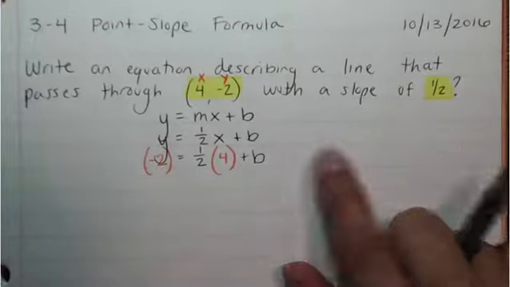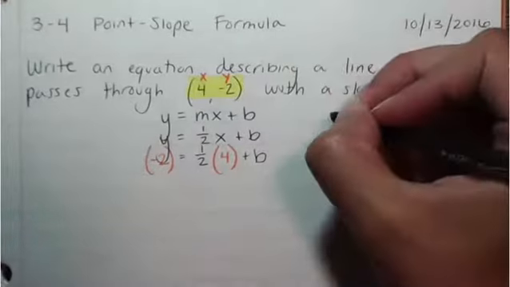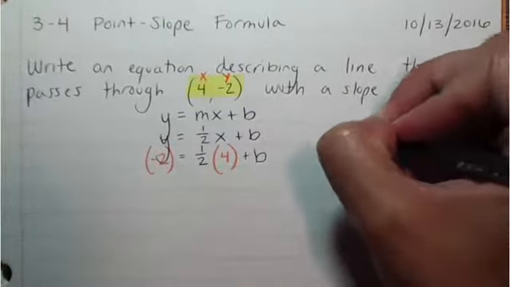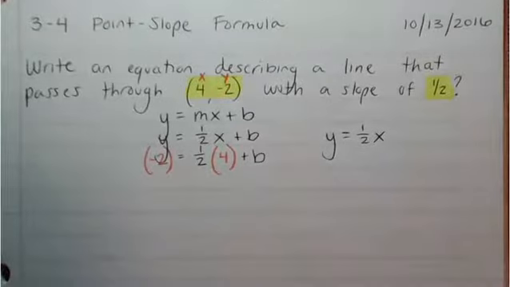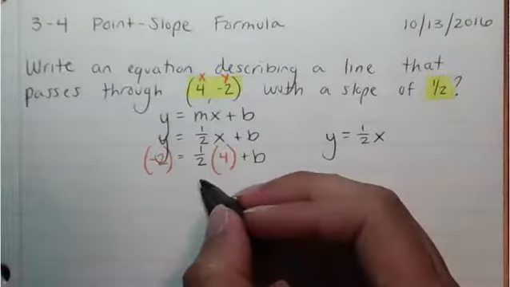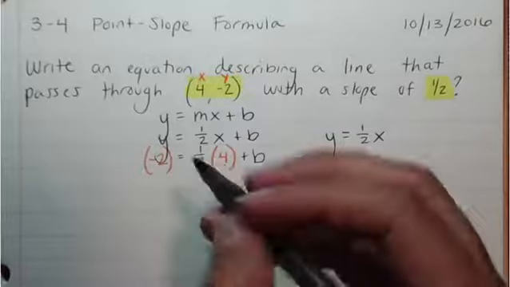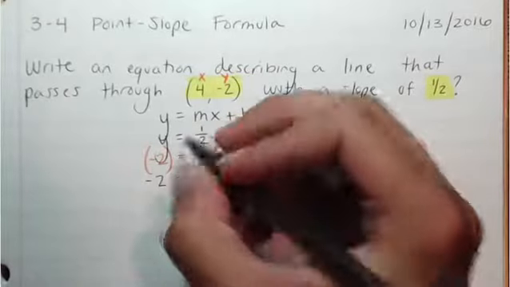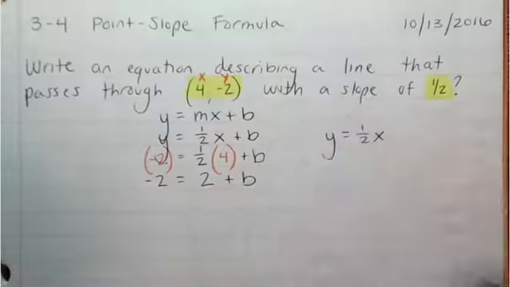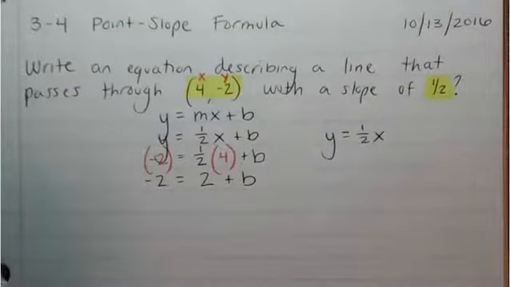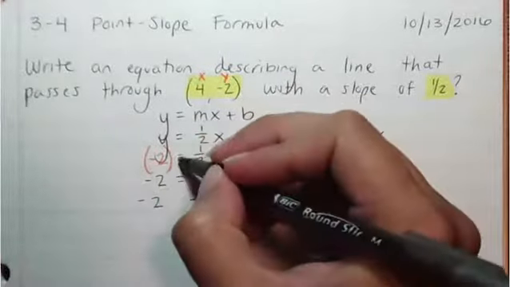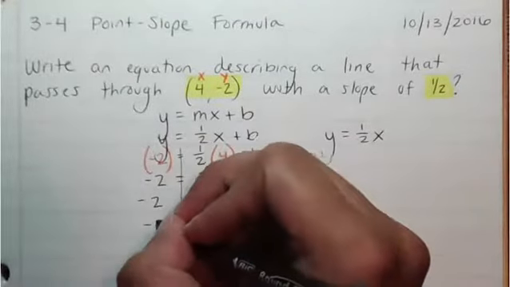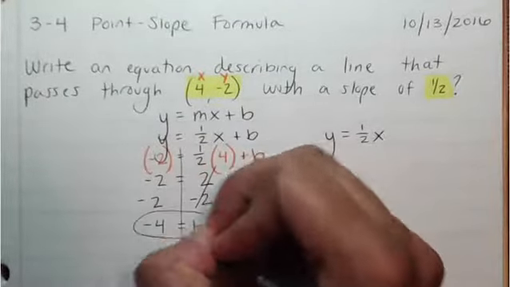Again, I want to write the equation. I already know the slope, so my equation is going to be y is equal to 1/2 x something, because I need to figure out what that b is. So let's go ahead and solve this. 1/2 times 4 is going to be 2. And then from there, to get b by itself, to get rid of this positive 2, I'm going to subtract 2 on both sides. So that leaves me with negative 4 is equal to b.